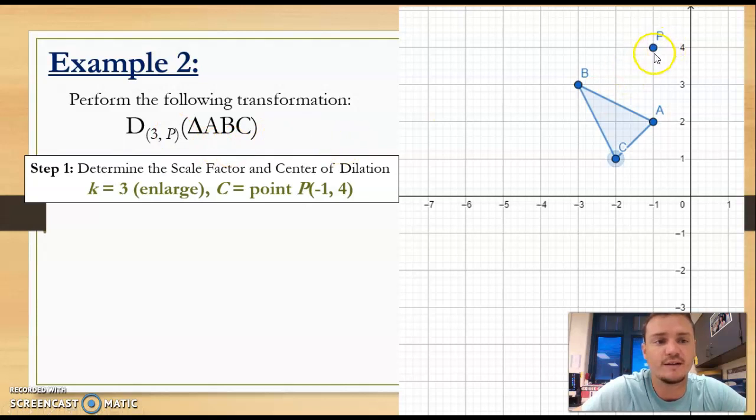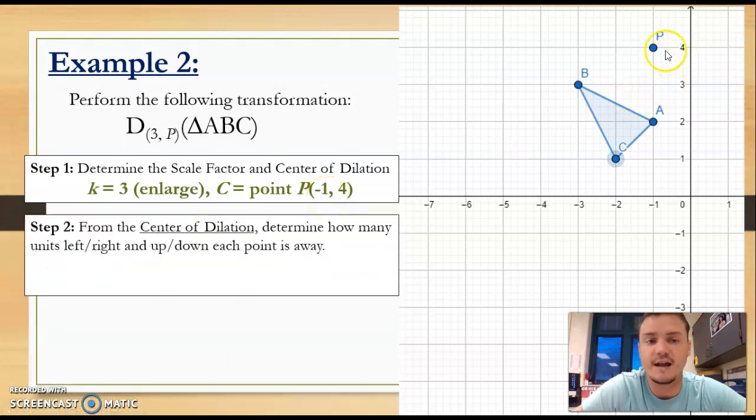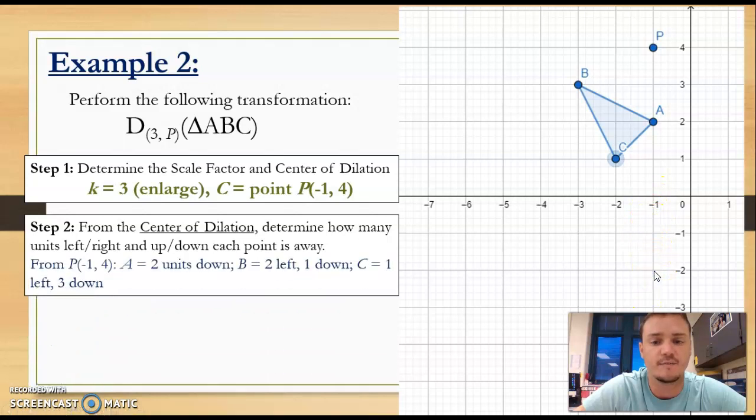P is this point right here, which is at negative 1, 4. So now, all you're going to do is, from your center of dilation, from point P, count how many units each point is away. To get to A, we have to go 2 units. Since our scale factor is 3, to enlarge this, we're going to go 3 times 2 is 6 units. So from P, I'd count 1, 2, 3, 4, 5, 6. A prime is going to be right here.